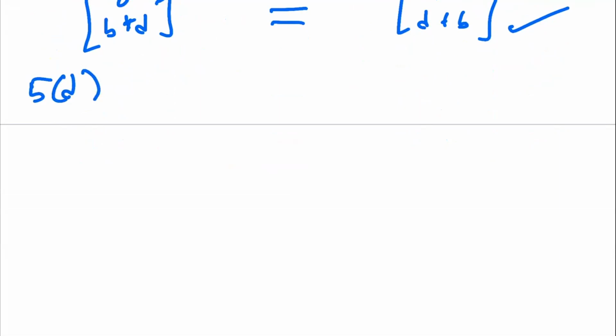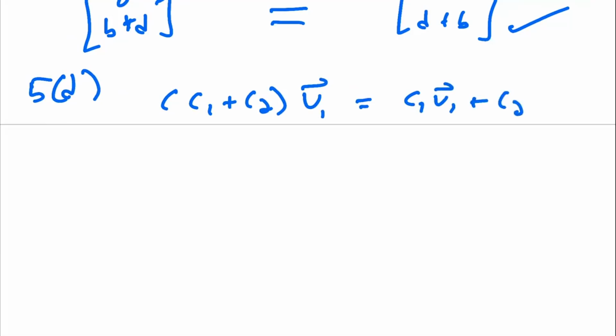For all V1 in V and real scalars C1 and C2, we have this: C1 plus C2 times V1 is equal to C1 V1 plus C2 V1. All right, so we want to really check this property, 5D.